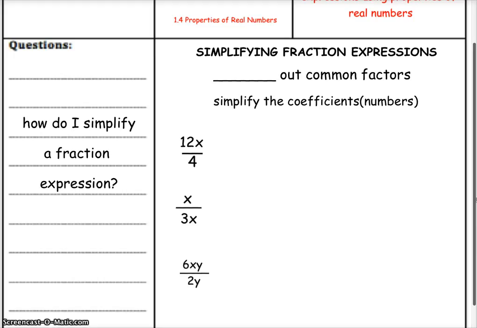Simplifying fraction expressions. All you do, these are one of my favorite things to do because I get to cross things out. I'm going to cross out common factors and simplify the coefficients. So here, I just kind of isolate, what's 12 divided by 4? 3. So you just write 3x. It's the same as saying 12 times 4x, where you would just multiply them. Here you would just divide them. Do you see how this one is smaller? It just doesn't make sense.